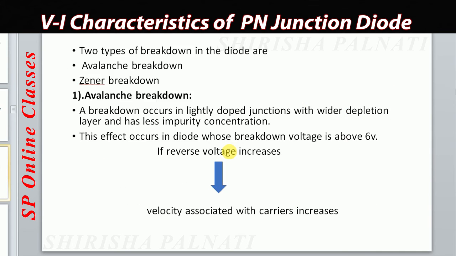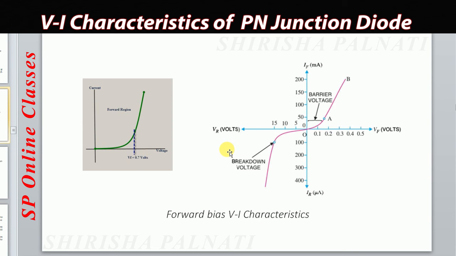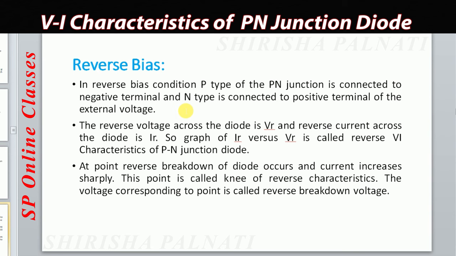So here also we are taking the characteristics of the reverse bias, with voltage and current. Here we represent VR as the voltage of reverse bias and IR as the current of reverse bias. At the reverse breakdown point, the diode breaks down and the current increases sharply. As I already told, if you increase the reverse voltage, the current increases sharply. This point is called the knee of the reverse characteristics.